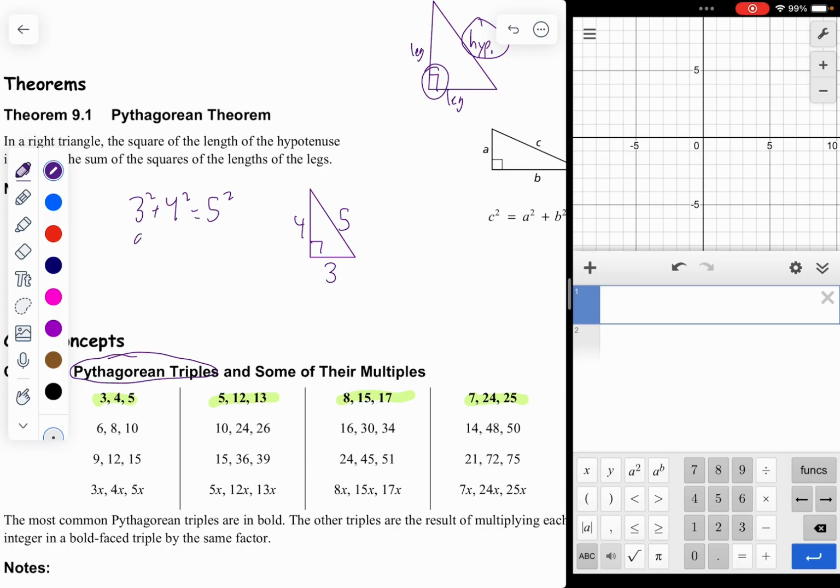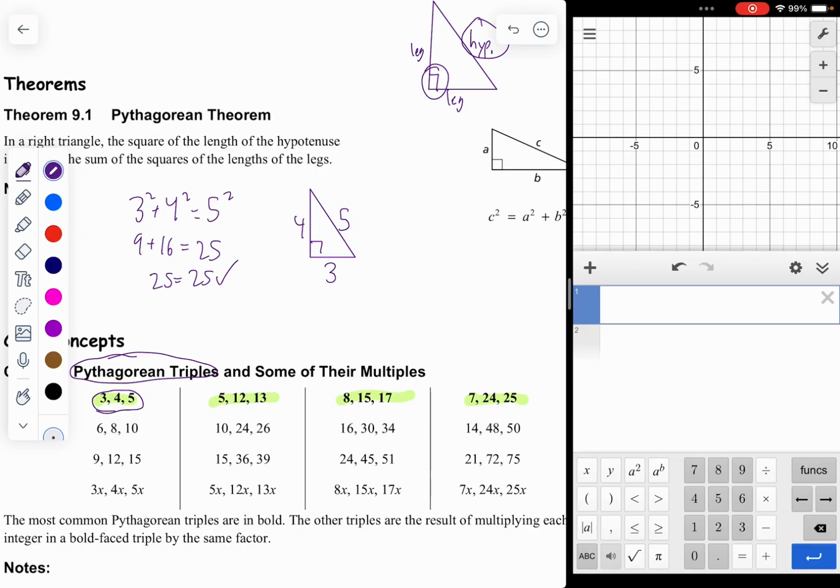3 squared, 3 times 3, is 9. 4 squared, 4 times 4, is 16. 5 squared would be 25. And if you do that math, 9 plus 16 is in fact 25. 25 equals 25. So yeah, that checks out. 3, 4, and 5 is one of the most common Pythagorean triples.